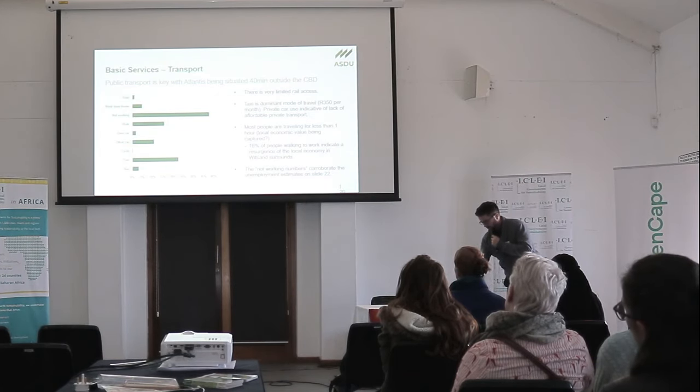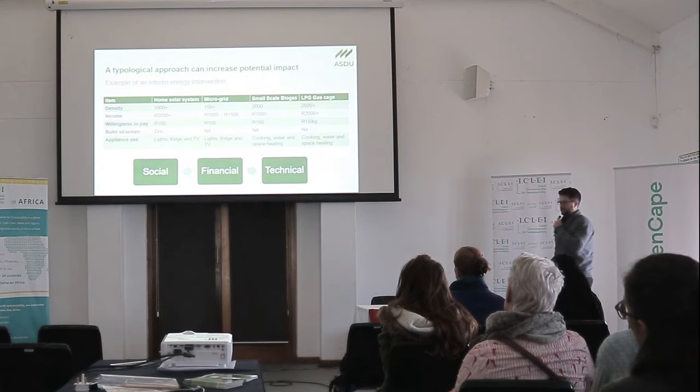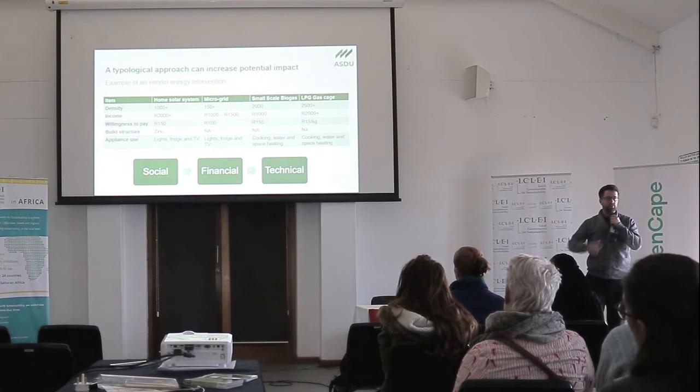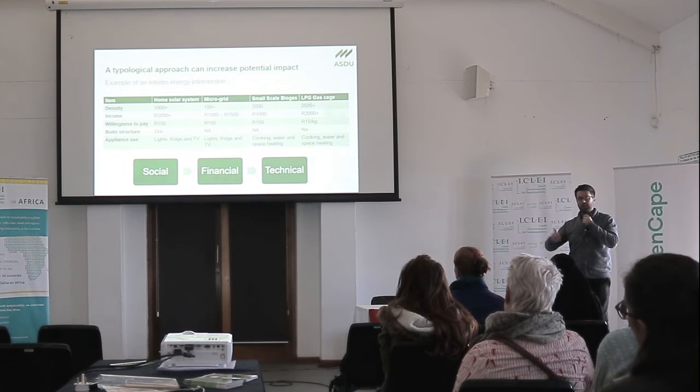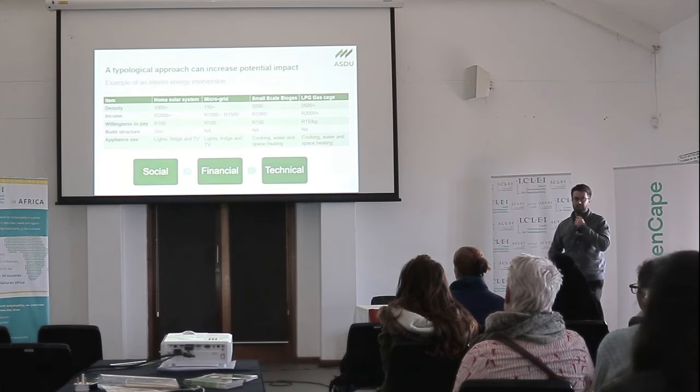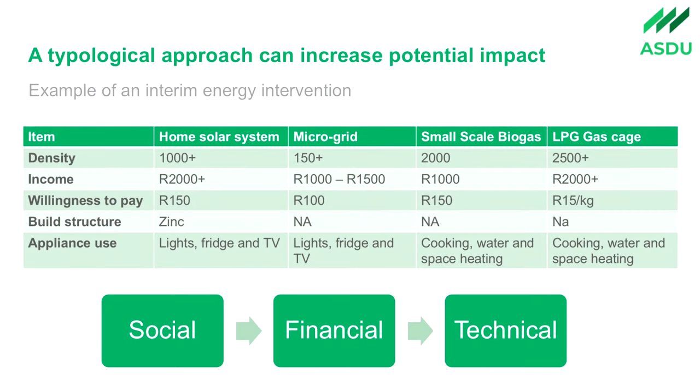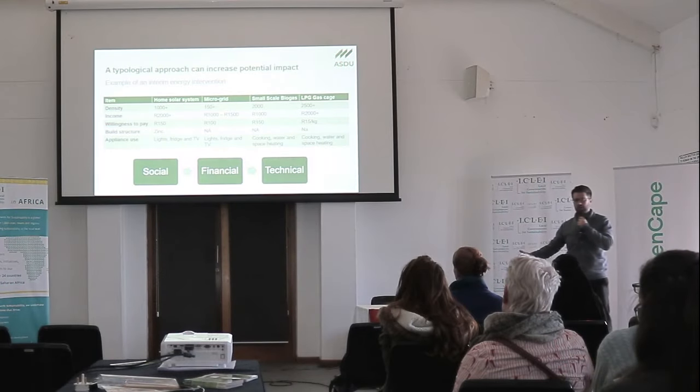So once we have all of this data, we can use a typological approach to look at what the best type of intervention would look like for Witzand based on the social, financial, and technical. This is a really crude representation of some of the stats that we would use. But what you would quite quickly see is that, for example in energy, something like a home solar system intervention would not work in Witzand. You've got everyone from a connected RDP house all the way through to a backyarder.